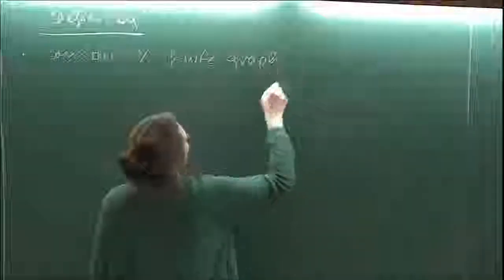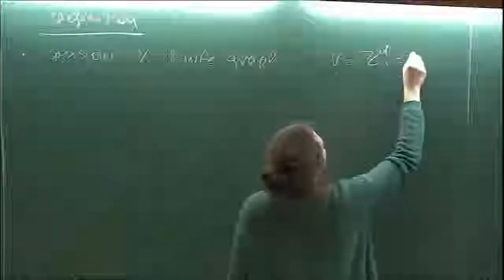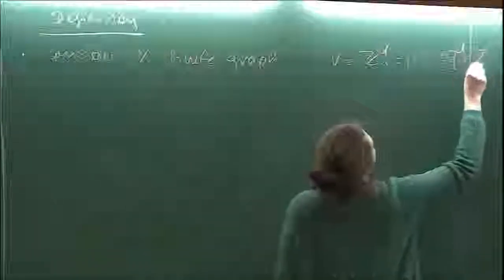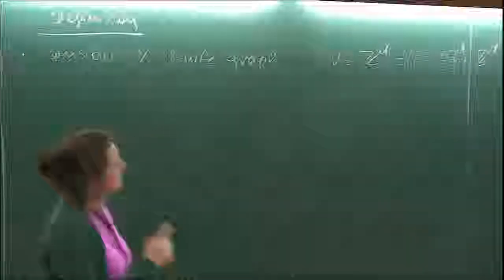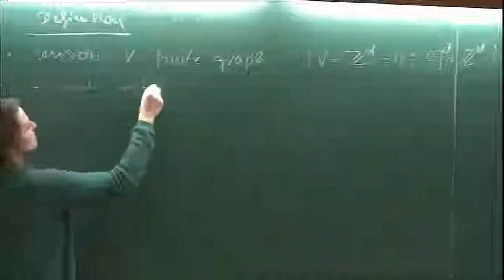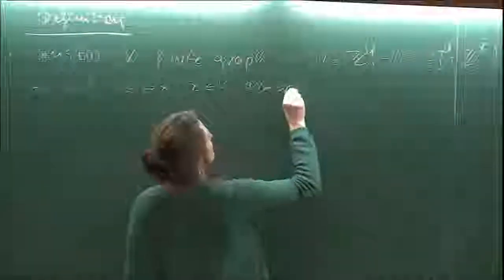So let's start from the definition of the model I will consider. Consider V, some finite graph, and in this talk, in particular, I will look at the discrete torus of side length n. Then to each vertex in my graph, I assign a height.